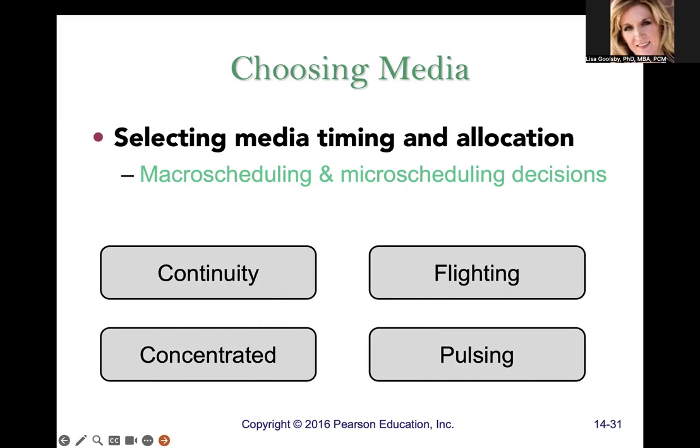And then pulsing would be, I'm going to advertise a lot, then a little, then a lot, then a little, then a lot, then a little. So lots of different ways that you can look at the timing and allocation. And again, it depends on that target market. We've got to always go back to that customer, what we know about them, and how we're going to reach them in the best way possible.